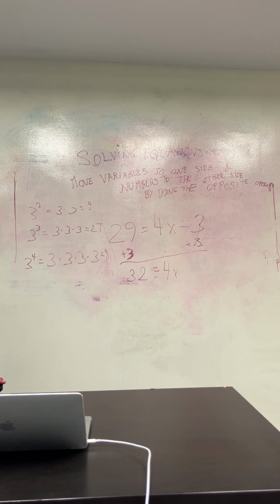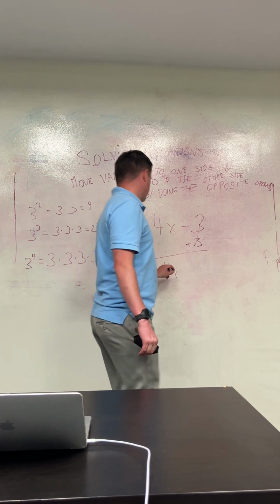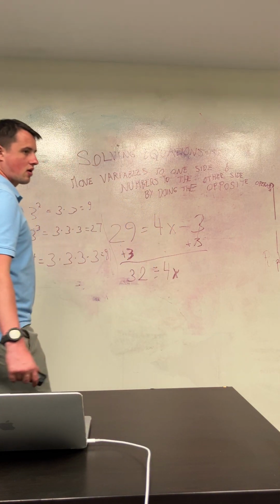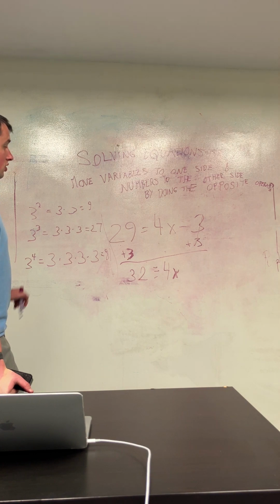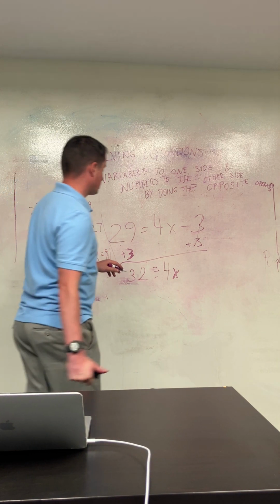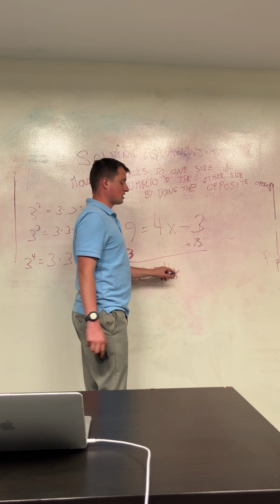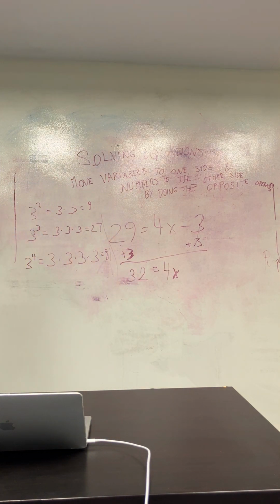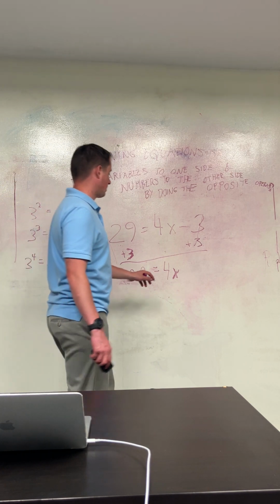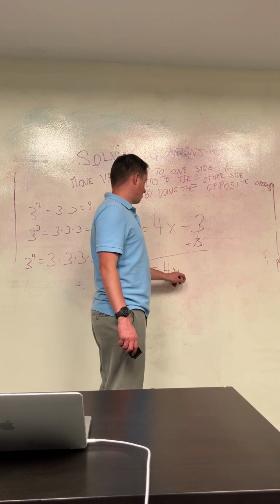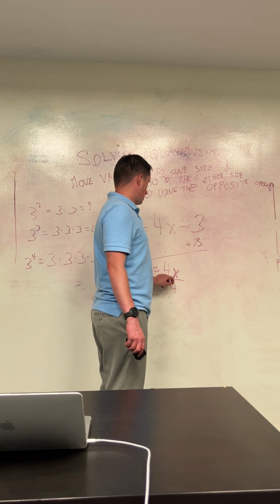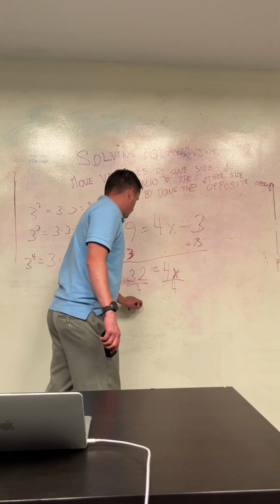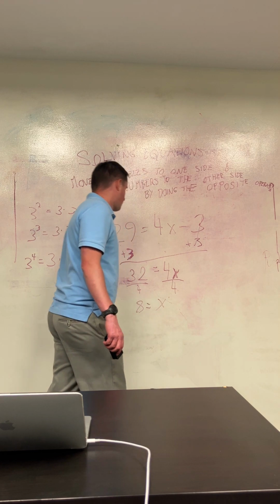Now, you want the x to be by itself. So it'll be minus 4, minus 4? No, you're not subtracting, this is a multiplication. This is the same as saying 4 times x. So what's the opposite of multiplication? Division. So what can we divide 4x by? By 4, because 4 divided by 4 is 1. 32 divided by 4 is 8, so 8 equals x.